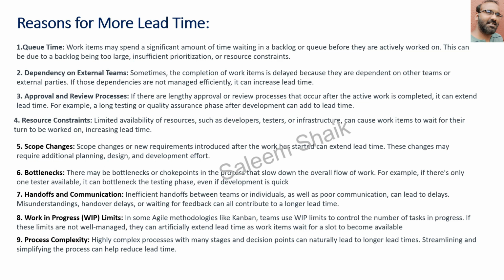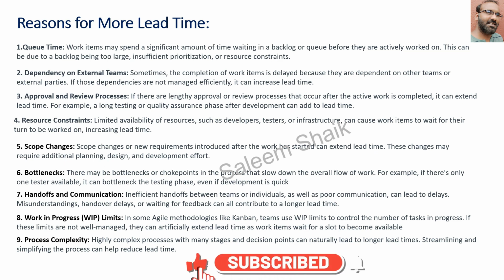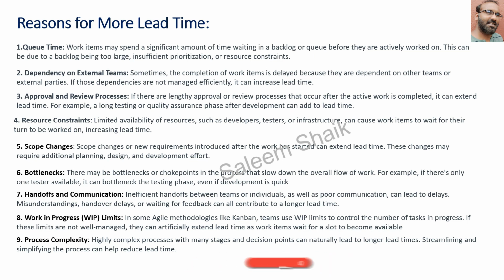Process complexity. A highly complex process with many stages and decision points can naturally lead to longer lead times. Streamlining and simplifying the process can help reduce the lead time. Then, as we develop feature 4, the lead time is equal to the summation of all cycle times, where all delays have been reduced to zero.